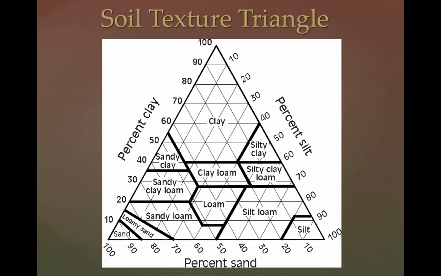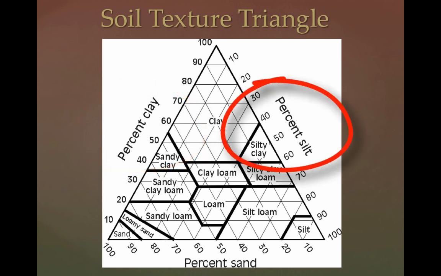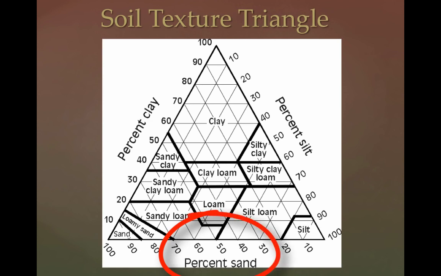and the side on the left is the percent clay, the side on the right is the percent of silt, and on the bottom we have the percent of sand. So if we take a look at the percent of clay, notice the numbers go up as you go up the triangle, and you follow the lines straight across.